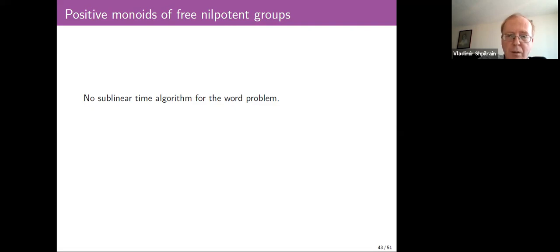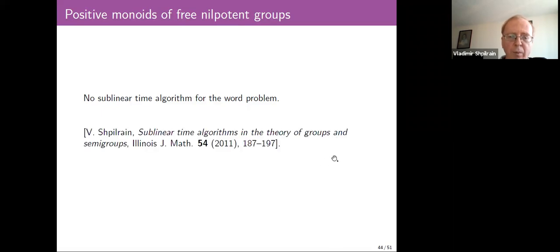For some small classes of nilpotency, like 1 or 2, this is the case, but not for larger nilpotency classes. But anyway, one can consider infinitely presented but finitely generated positive monoids corresponding to nilpotent groups. And unfortunately, there is no sublinear time algorithm for the word problem in those. So here, just like in Thompson's group, we have a negative result. I'm not going to give you details on that. I will refer to my paper where this is proved.